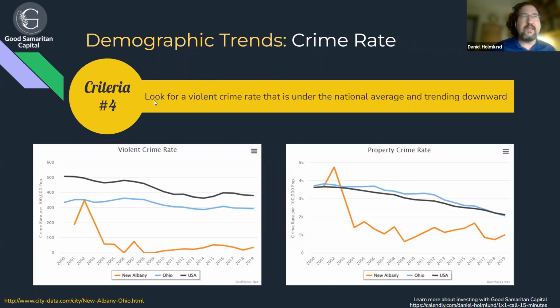And then lastly, or at least the last of the 4 criteria here, is the crime rate. What's the violent crime rate? What's the property crime rate? And here we have New Albany versus Ohio versus the United States. You'll see that New Albany is very low in terms of violent crime rate. And Ohio in general trends lower than the rest of the United States. I'm kind of curious what happened here in 2001 and 2002. Both the property crime and the violent crime spiked. I haven't looked into why that is, but it's interesting to see it came up and then went down significantly and is below the national and the state trends. So this would get a check mark.